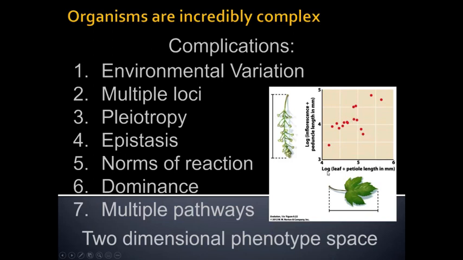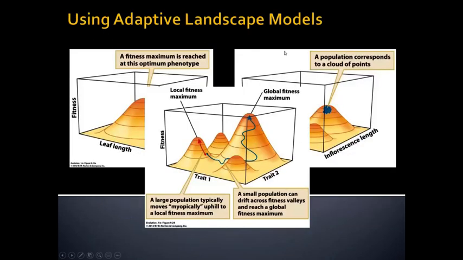Now, in the third axis, the z-axis, we are going to map fitness. So is it good to have short leaves and short flowers, or long leaves or long flowers? Which of these individuals do best? And so what we end up with is this three-dimensional graph, and this is called an adaptive landscape.